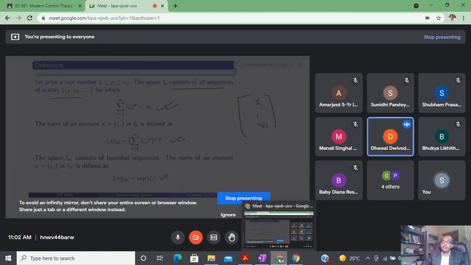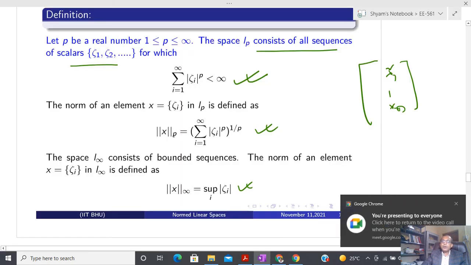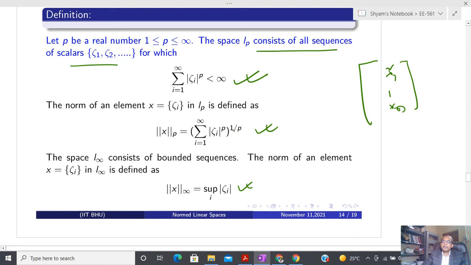I will give you a hint. What you can do is, in place of p you can substitute 1. So this becomes the summation of zeta i with p equal to 1, power 1 by 1, that is the summation of absolute values. This is truncated to n because I have just considered a column vector which has n entries. So could you please tell me the value of zeta 1 plus zeta 2 plus up to zeta n, summation i equal to 1 to n of absolute values? Is it correct? Yes, sir. And this norm is called the one norm.